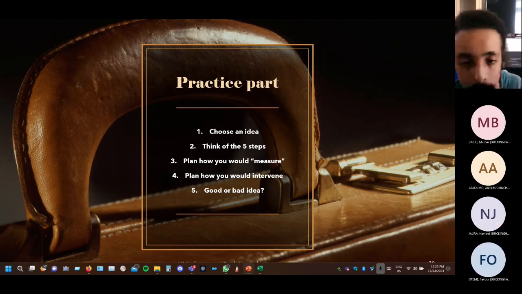Let's use your example, for the preoperative drugs, for example, for preoperative medications. Do you think it's a good idea or not?